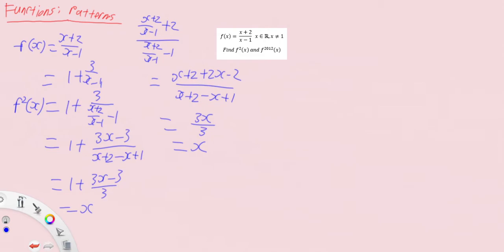Now, what do you notice? If f²(x) equals x, then f³(x) would simply be f(x), right? Because you just replace every x with f(x). And what you then notice is that this pattern will just carry on. f⁴(x) is f²(x), which is basically x. And then it just repeats. So every odd number is f(x) and every even number would be x. Or you can put it this way: every multiple of 2 would be x.